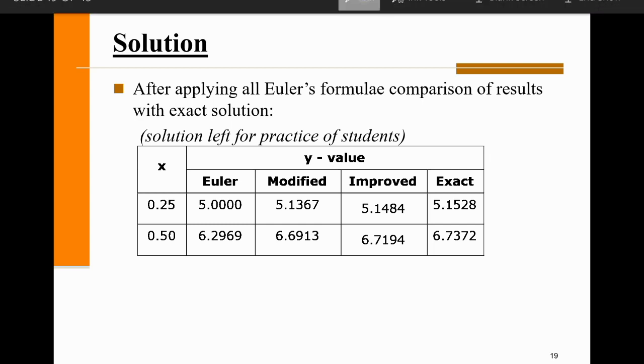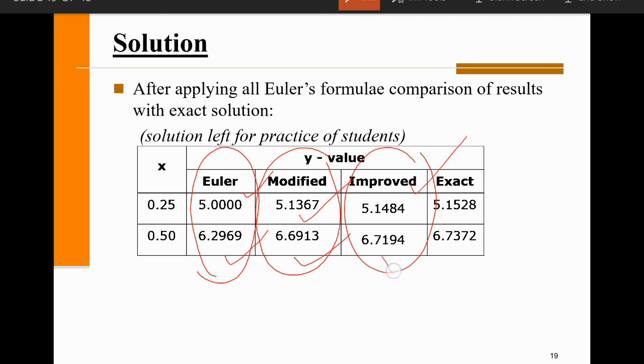Now see what happened. When we calculated the values with the Euler formula, we have the values 5 and 6.2969. With the modified method, the values are 5.1367 and 6.6913. Whereas with the help of the improved Euler's method, we have found the values 5.1484 and 6.7194. We have also calculated the exact values. The exact values are 5.1528 and 6.7372.